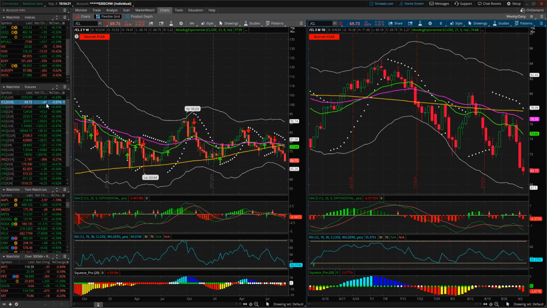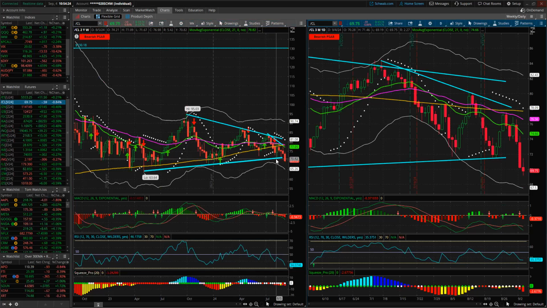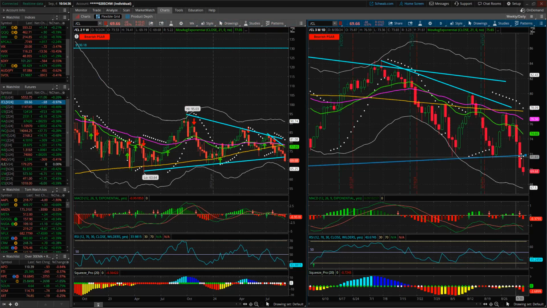Let's get on to oil and take a look at oil. It has definitely been in a downtrend. On the weekly here, it's breaking below the symmetrical triangle. You can see it breaking out to the downside here. I kind of like it. I do like this opportunity.